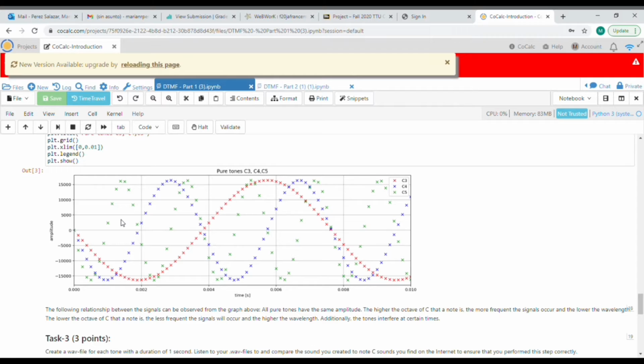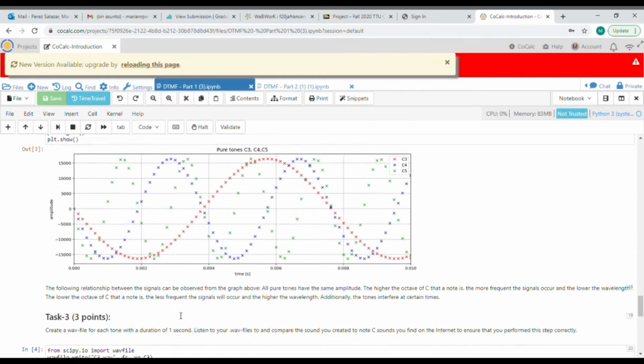What we noticed about how they were related was that all of them have the same amplitude, that the higher the octave of C that the note is, the more frequent the signals occur, and the lower the wavelength, while the lower the octave of C that the note is, the less frequent the signals occur, and the higher the wavelength. Also that some tones interfere at certain times.